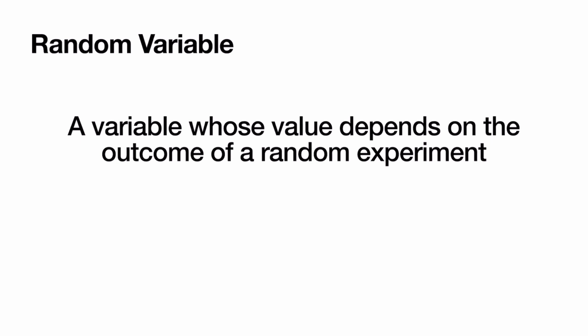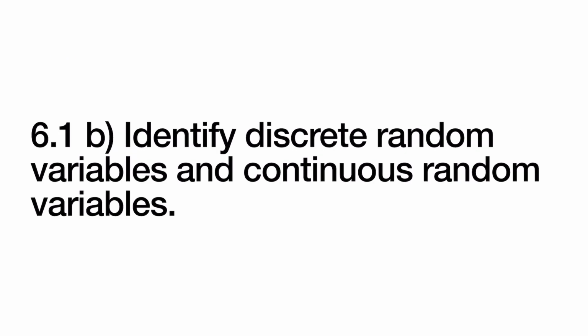Alright, now let's learn how to define random variables. So what is a random variable? A variable whose value depends on the outcome of a random experiment. Now let's identify discrete random variables and continuous random variables. You've learned this in topic 4 before. Discrete and continuous, let's see what is the difference between these two.